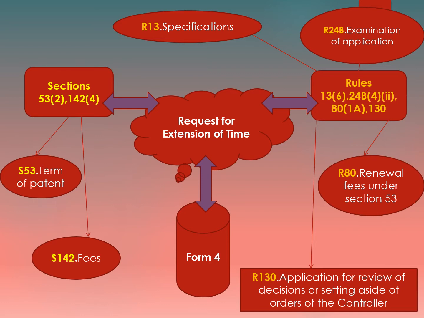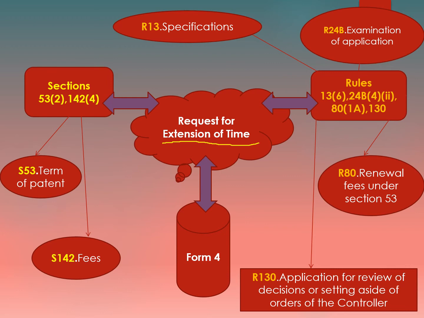So I can say the main objective of form 4 is extension of time. It deals with term of patent. Term means a period or a time. And for this we need some prescribed fees. That's why this is related.